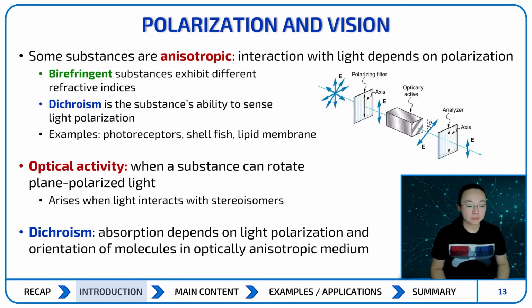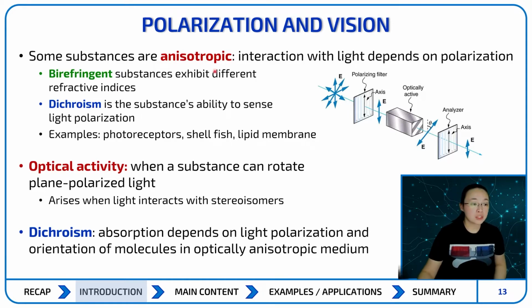So there are some substances that are dependent upon the direction of polarized light. Those types of substances are called optically anisotropic. The word anisotropic by itself means that it depends on direction, but optical anisotropy means that you have something that's dependent on the direction of light. There are two common types of substances we can look at when we talk about optical anisotropy.